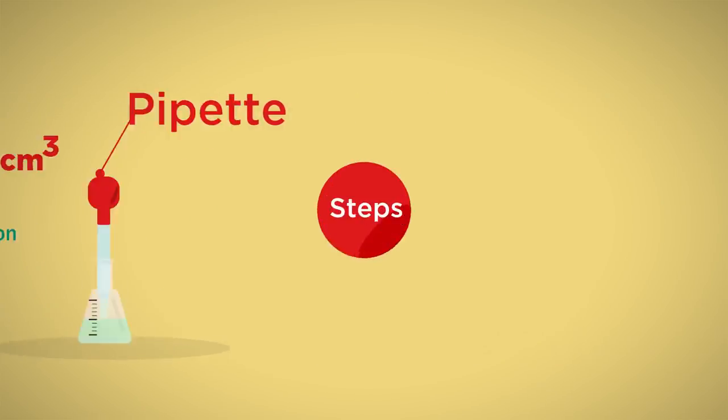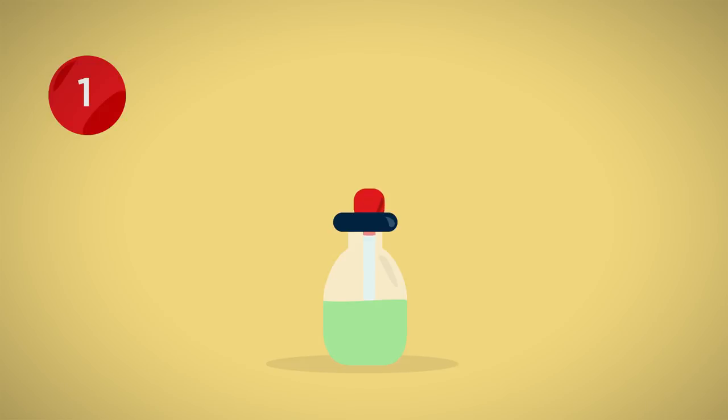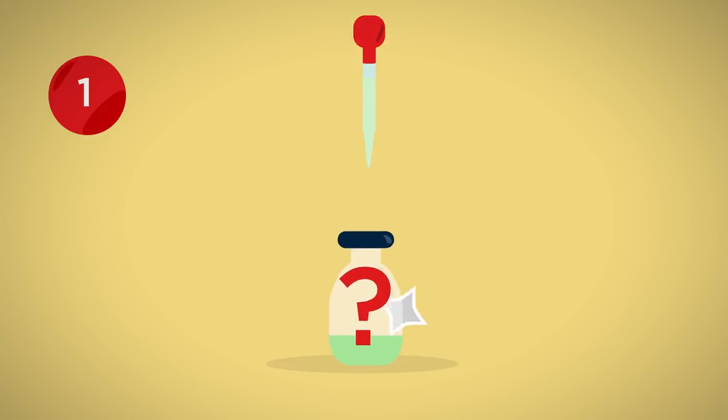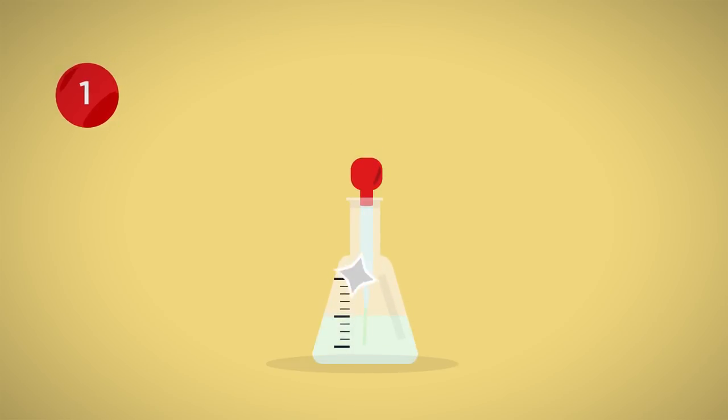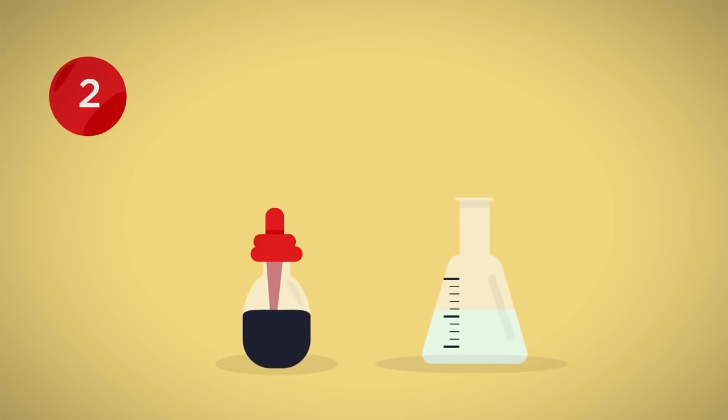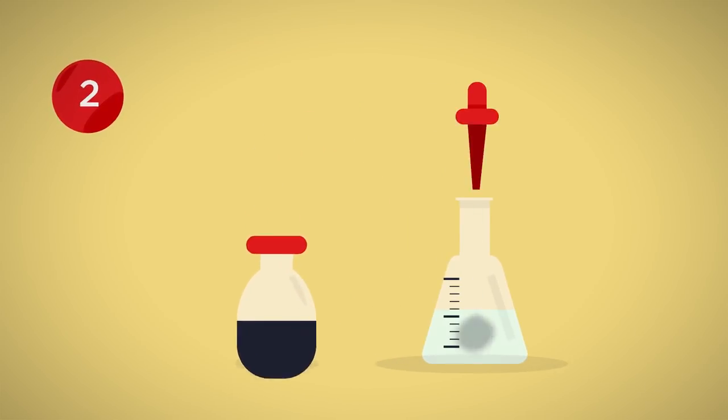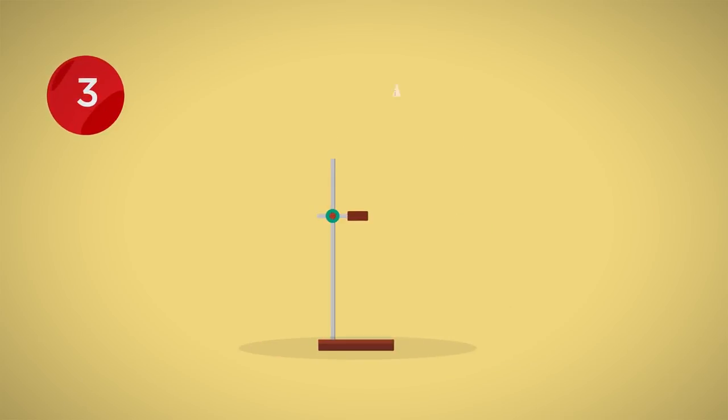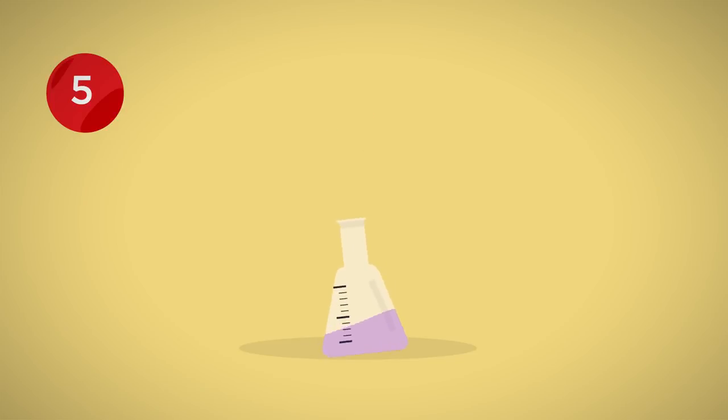To carry out a titration, you follow these steps. 1. Using the pipette, add a set volume of the unknown solution to a clean conical flask. 2. You may also need to add a few drops of indicator. 3. Fill the burette with the known solution and make sure it is leveled off at exactly 0. 4. Slowly add the solution from the burette to the unknown solution in the conical flask. 5. You may need to swill the flask to mix or use a stir plate.